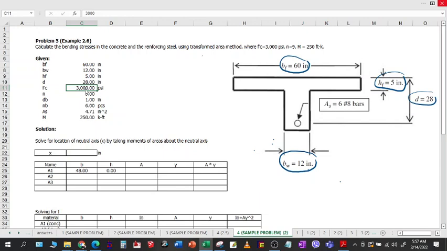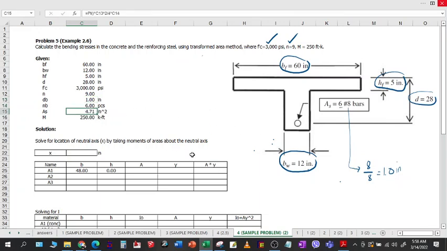Fc prime is 3000, we have here. Modular ratio is 9. Diameter of bar, we have number 8. And for number 8 rebars, that will be 8, and always divide it by 8. So therefore, that will be 1.0 inch. So the diameter of your rebar number 8 is exactly 1 inch. And there are 6 pieces here.